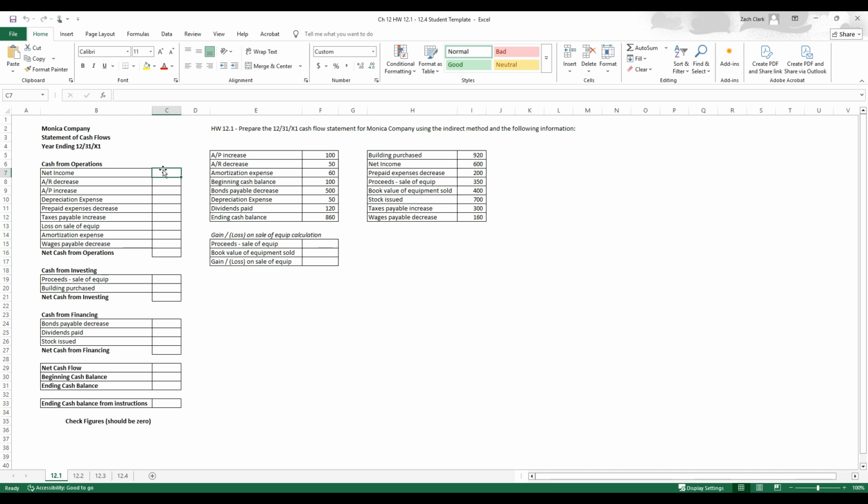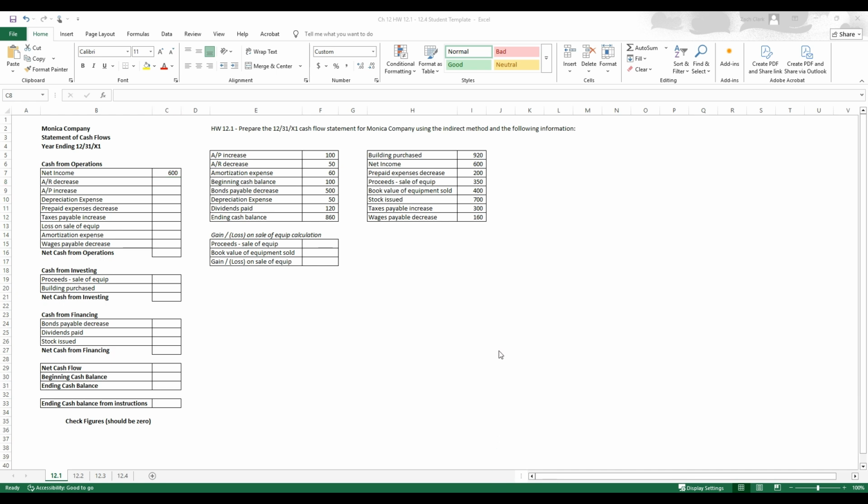Okay. So when we're doing our statement of cash flows, we always want to start with net income in the operations section, and then we're going to adjust for changes in non-cash assets and then liabilities, and other non-cash expenses and revenues if we have those. And so let's start with net income. We'll just link in the $600.